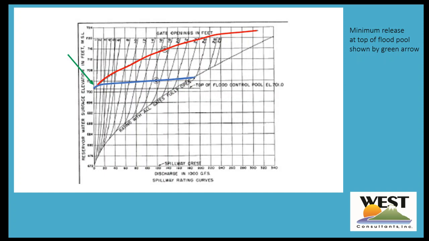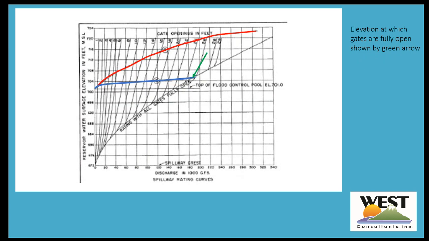If you have a downstream regulating stage and you're above that regulating stage, then it is quite possible that you would be releasing zero until you're required to make a release by these curves. Or you may have a very small minimum release. So in this case, this example shows that it's either zero or some very small release at the top of the flood pool. The next point would be the elevation at which the gates are fully open.